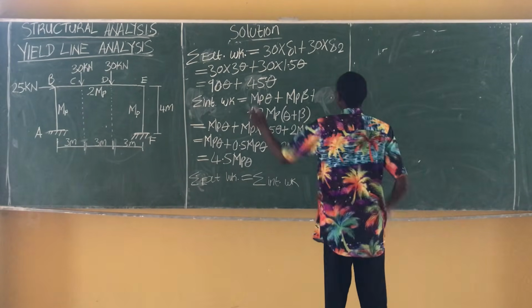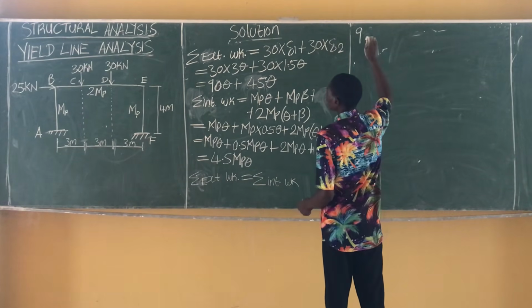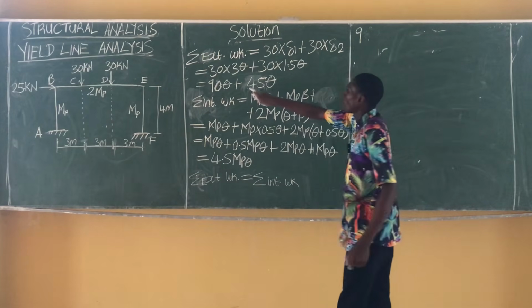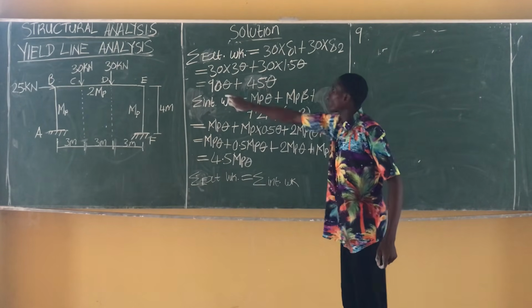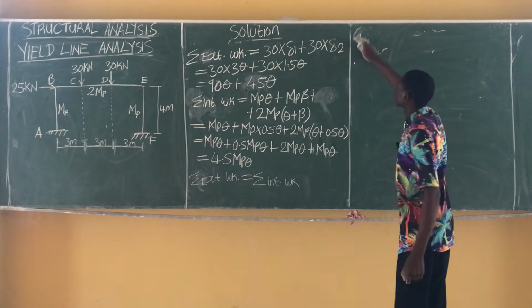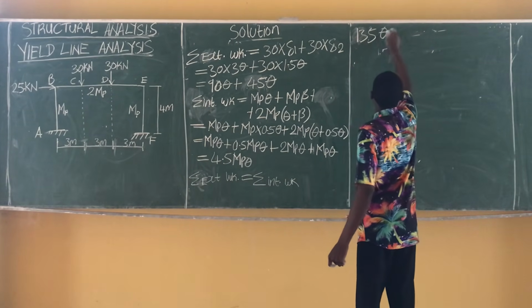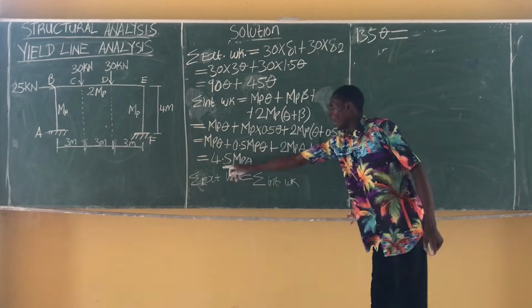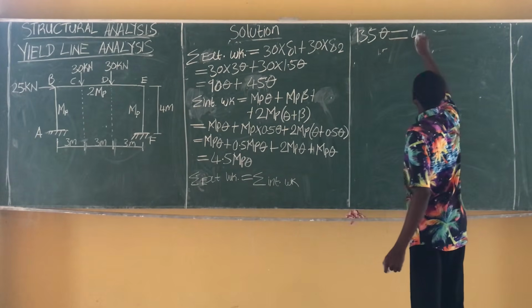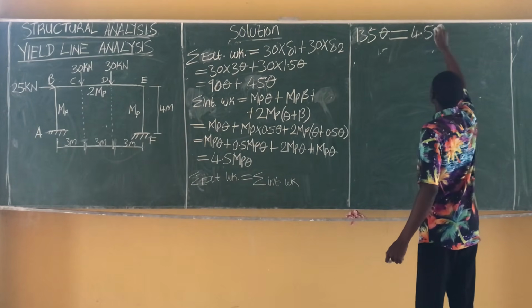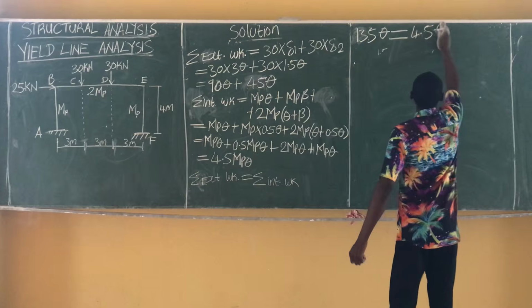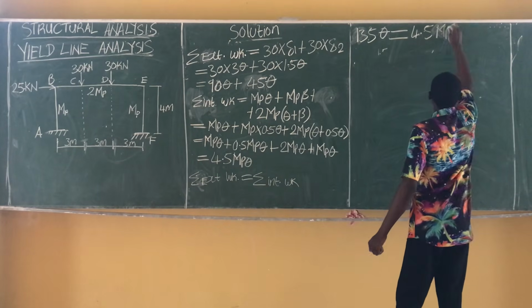So what's our external work done? Our external work done is 90 theta plus 45 theta. So 90 plus 45 is equal to what? 135 theta, which is equal to our internal work done, 4.5 MP theta.